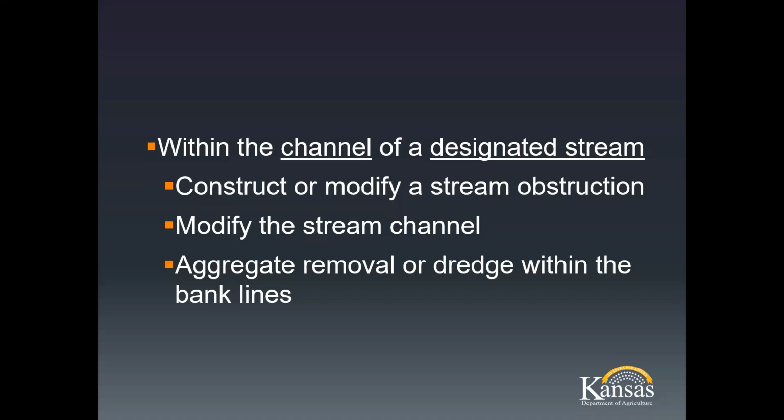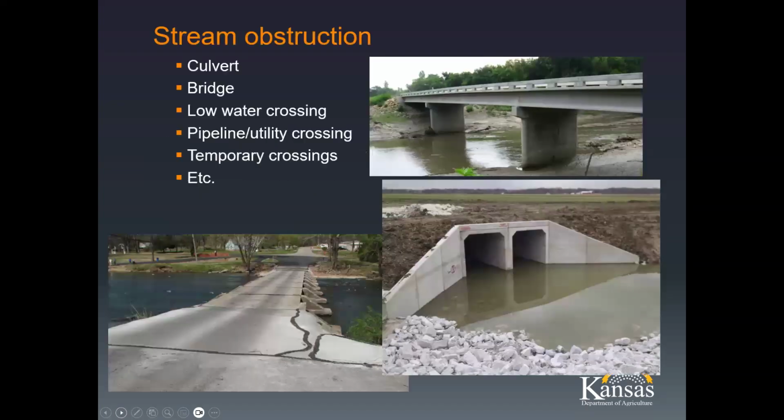So, what requires a permit through the Designated Stream Act? It's within the channel of the designated stream, so within that bank to bank. If you're going to work in a designated channel between bank and bank, you are going to need a permit. So, you construct or modify a stream obstruction, modify the stream channel, or remove aggregate, gravel, sand, that kind of thing, or dredge within the bank lines. All require permitting prior to doing any kind of work.